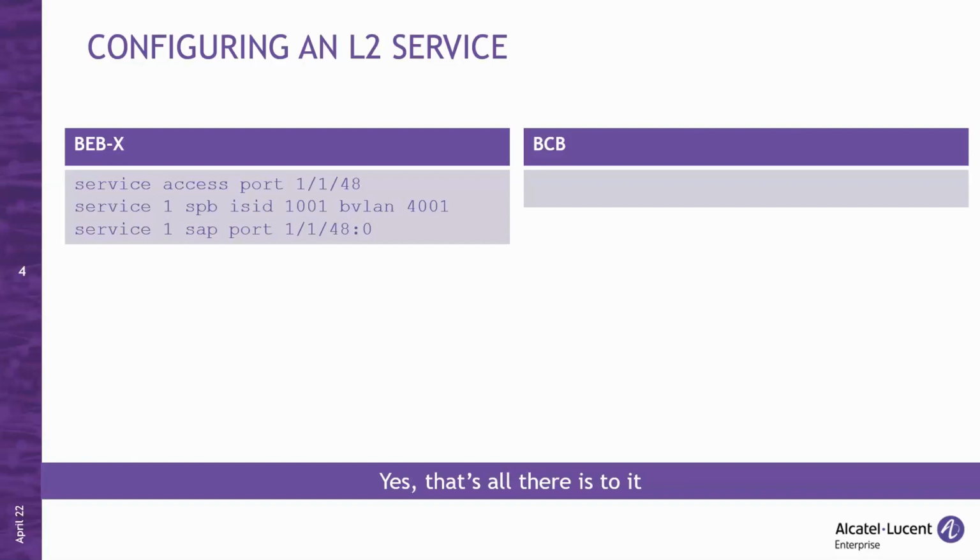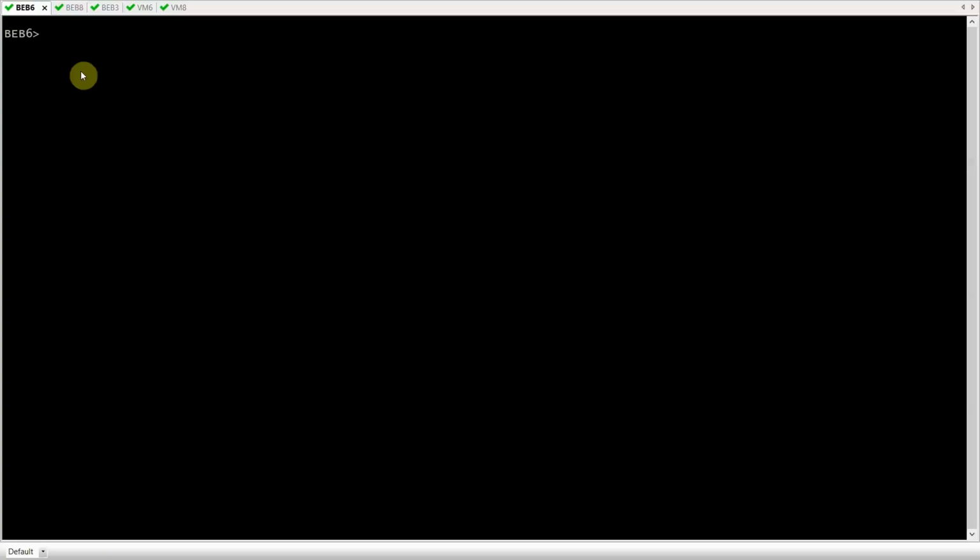So let's do this on nodes 6 and 8. So here I have the consoles for node 6, 8, and we're also going to run some commands on node 3. And I also have the consoles for the 2 VMs. Before I start the configuration, I'm going to verify that currently the service is not connected. So obviously there's no connectivity between VMs 6 and 8.